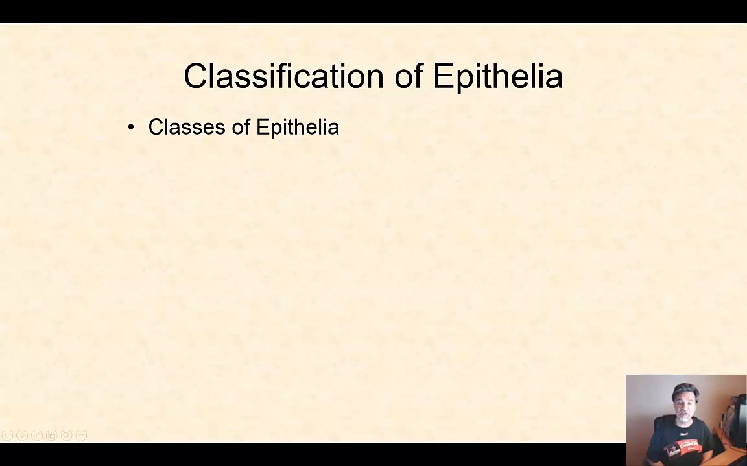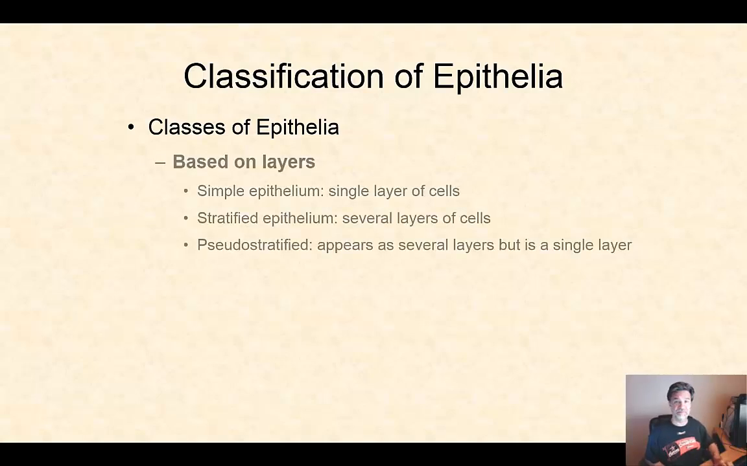So let's do some classification of epithelia and get into the real nitty gritty here of it. And there are two ways to classify epithelia. The first is how is it layered? And one way that epithelia can be layered is just to have a single layer of epithelial cells. Remember, epithelia is lining things.